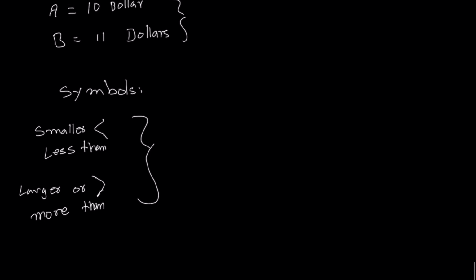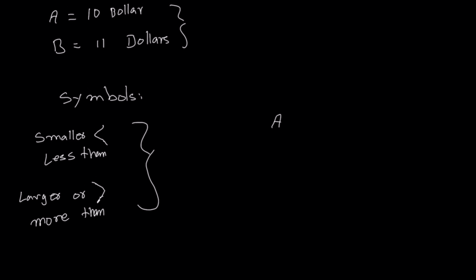For instance, to compare A and B, we say A is equal to $10 and B is equal to $11. So B is obviously larger than A. So we can say A is smaller than B, or B is greater than A. You can go either way. There is no specific rule about where we put the smaller or larger value, but in English we usually go from left to right, so we tend to keep that consistency. But there is no limitation on how we write these numbers or comparisons.